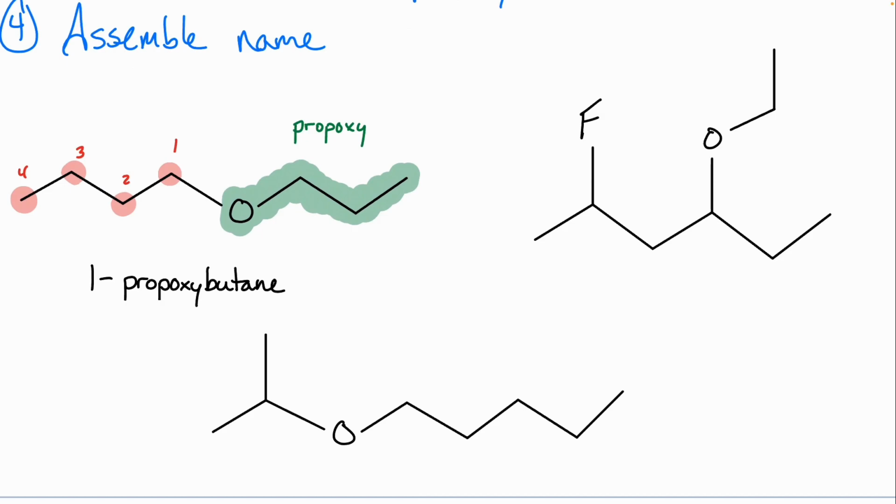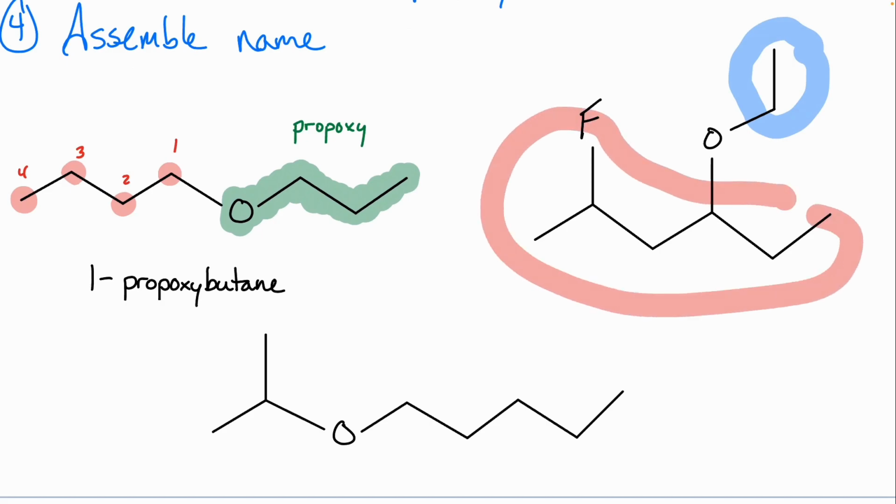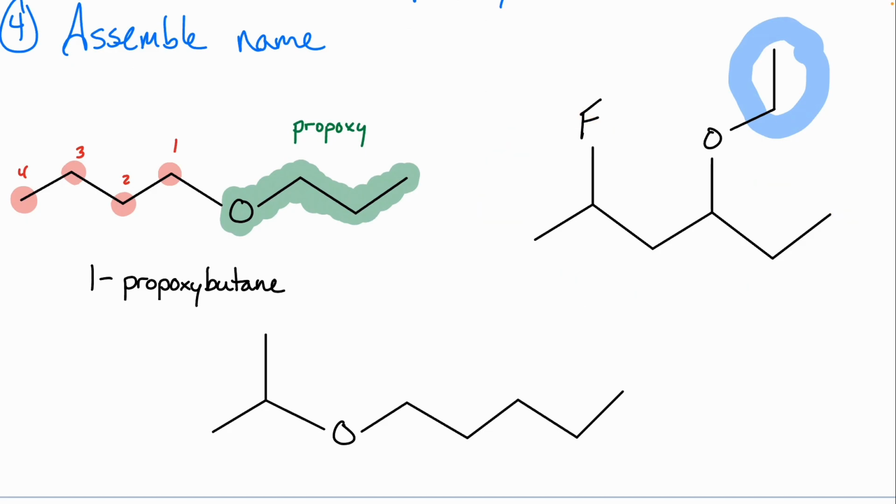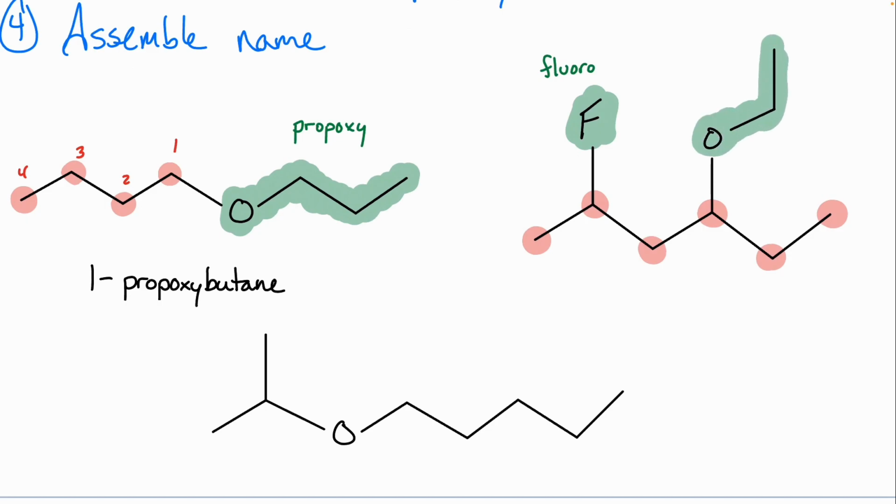Okay, so now I'm going to look at my next one here. Let's see, we're going to compare this group on this side to this group on this side. Which one's going to be my parent chain, red or blue? The red. The longer set of continuous carbons, these 1, 2, 3, 4, 5, 6 carbons. This is my parent chain. So we've got 2 substituents here. We have a fluoro group, and now we have a 2-carbon ether group here. So what would we call this 2-carbon ether group? An ethoxy.